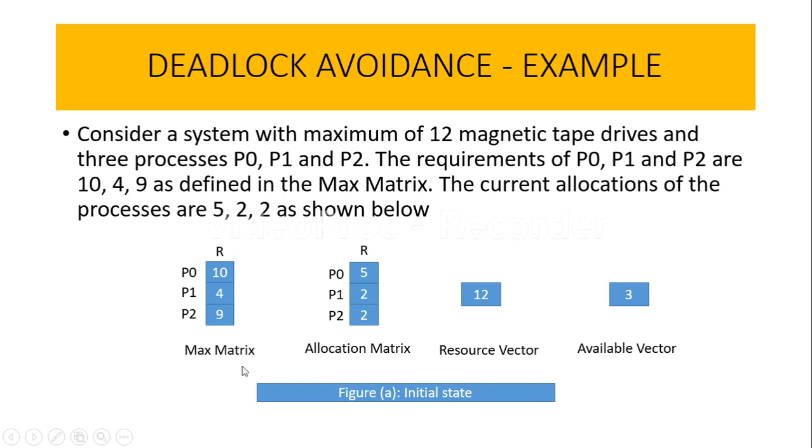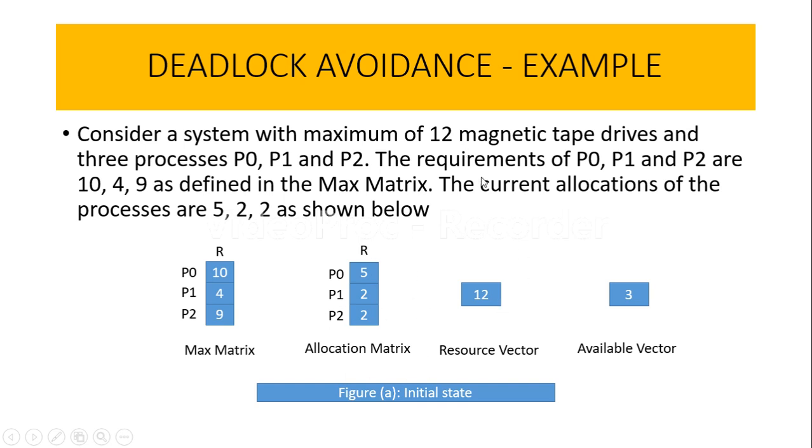Here it is showing the maximum matrix. For process P0, the requirement is a maximum of 10 instances of the resource. P1 has a requirement of 4 instances, and P2 has a maximum of 9 instances. Currently the processes are holding 5 instances, 2 instances and 2 instances respectively.